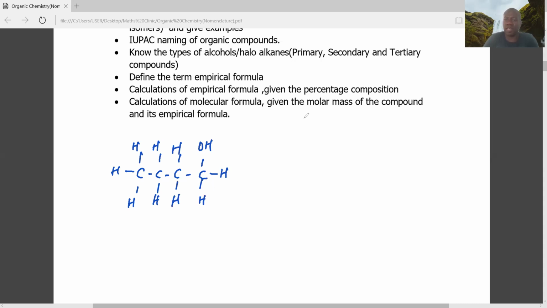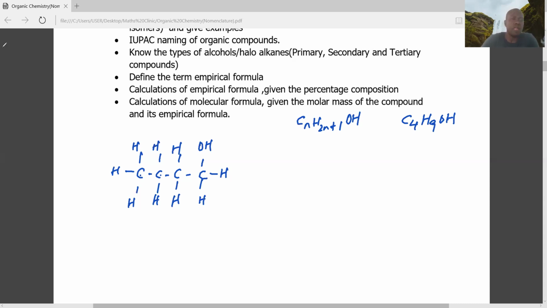Remember, the general formula of an alcohol is CnH2n+1 with the OH. Let's confirm that. Carbon, how many carbons do you have? 1, 2, 3, 4. If you put 4, this would be C4H, 4 times 2 is 8, plus 1 is 9, OH. It means we must have 10 hydrogens. 1, 2, 3, 4, 5, 6, 7, 8, 9, 10.